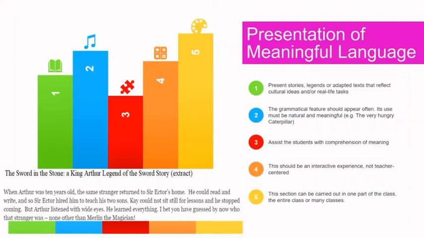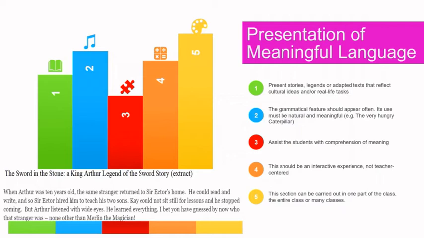And the grammatical feature should appear very often in that text or in that story or in that real life task. So if you're teaching, for example, connectors, the text that you present should have at least 10 or 15 of them. Then you assist the students with the comprehension of the meaning. And this should be interactive. So it should be a pinpointing of question, answer, question, answer.